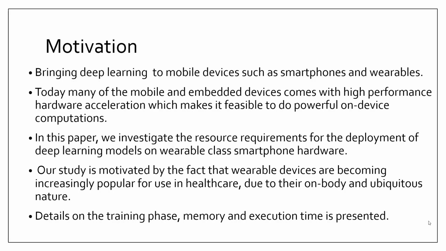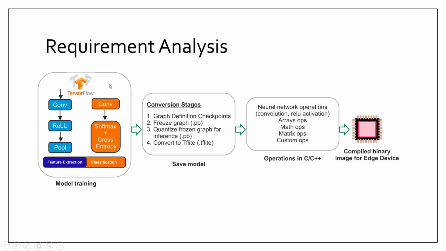Today, many of the mobile and embedded devices come with high-performance hardware acceleration, which makes it feasible to do powerful on-device computations. In this paper, we investigate the resource requirements for the deployment of deep learning models on wearable class smartphone hardware. Our study is motivated by the fact that wearable devices are becoming increasingly popular for their use in healthcare and their on-body nature. We will also take you through the necessary steps that have to be taken before we train a model and implement it on an edge device to do inferences on new data.